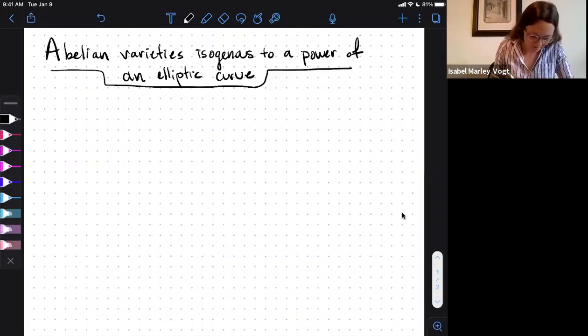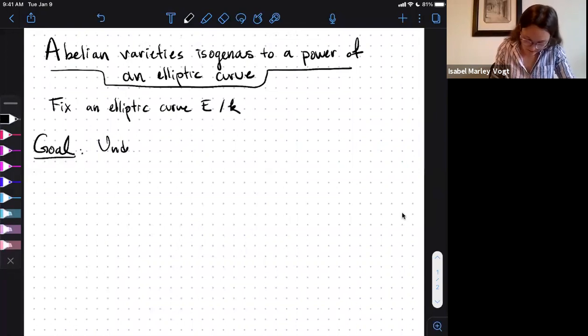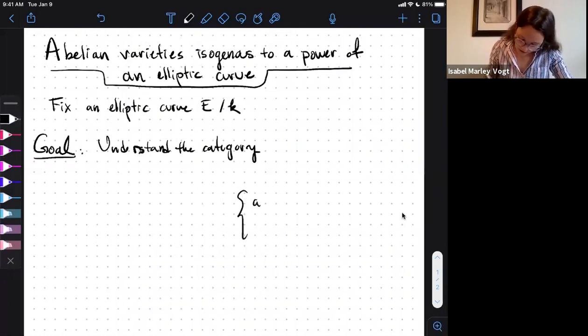So fix an elliptic curve E over some field K. And as the title says, we want to understand abelian varieties that are isogenous to a power of E. So our goal is to understand the category of abelian varieties over our field K that are isogenous to E to the r for some r.